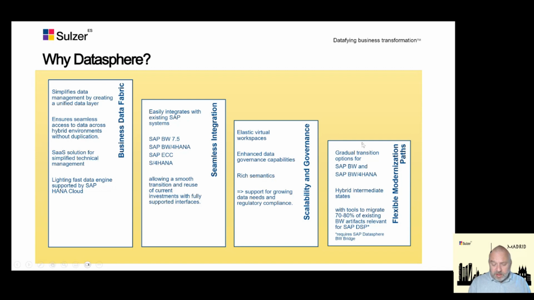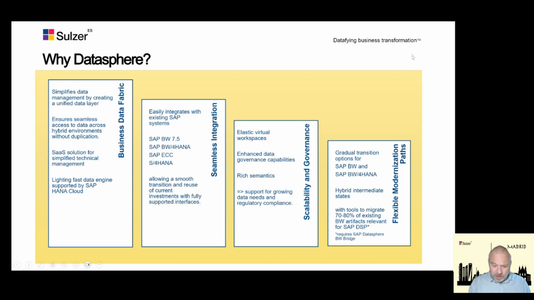And if you have a BW or BW for HANA system, you can make use of certain functionalities that allow you to use your existing assets and transfer them in parts in an automated way to a Datasphere tenant. In that case, if you want to use really BW functionality in your Datasphere, you have the option to go to the BW Bridge, which is basically a cloud-based BW for HANA system for staging.